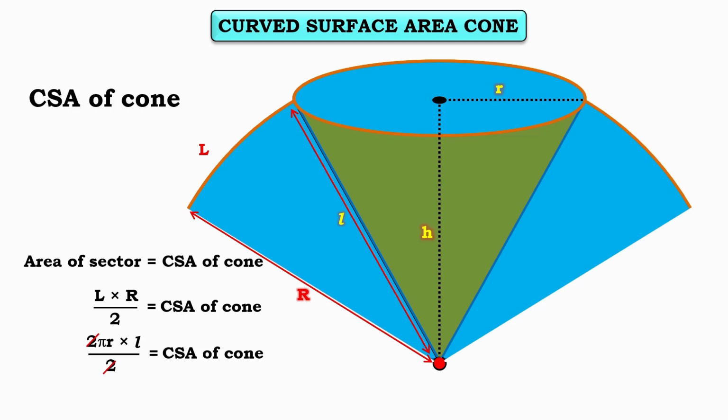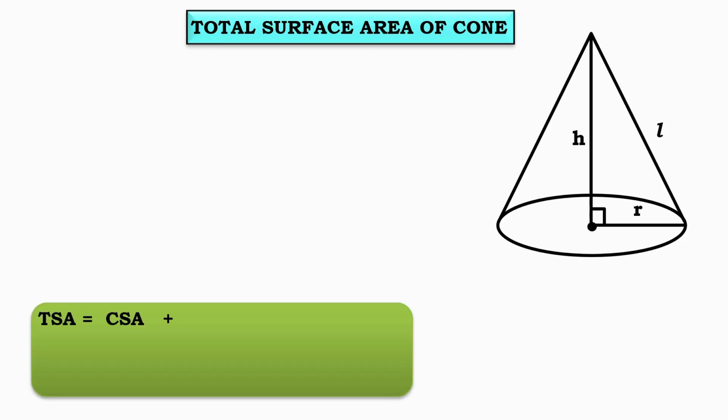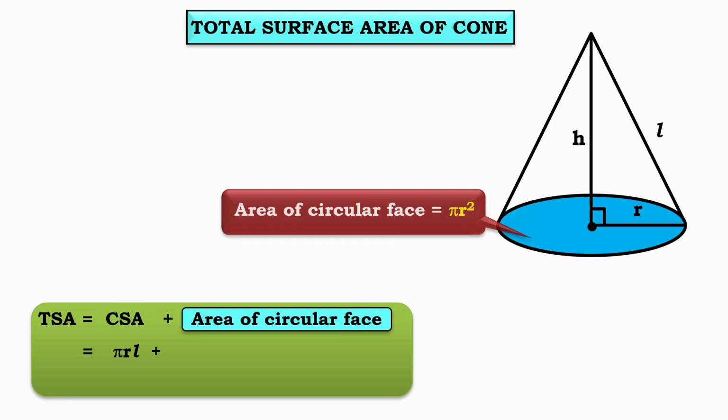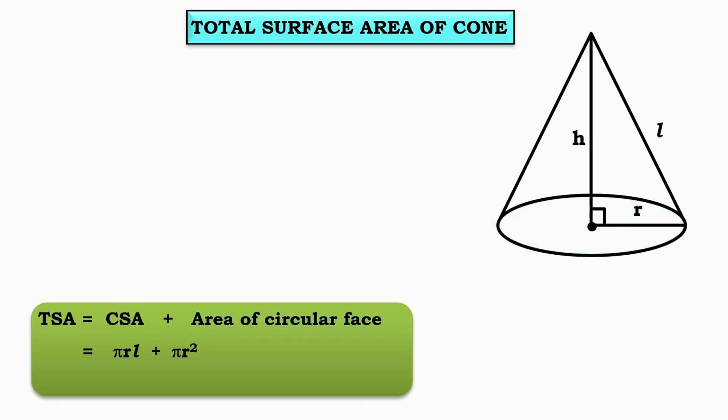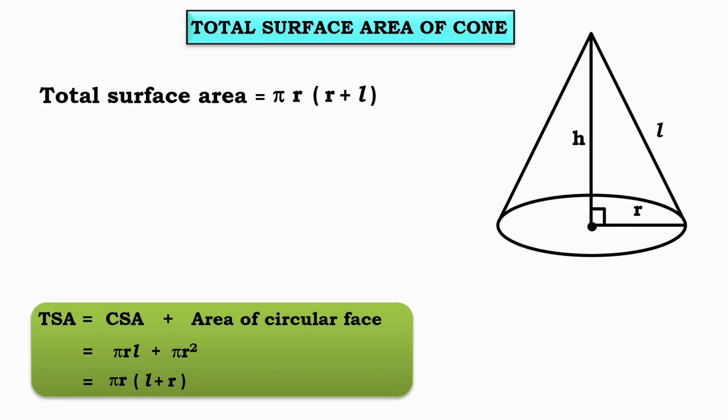Okay, so this is how we got the formula for CSA of the cone, that is pi r L, where r is the radius of the cone and L is the slant height. Now let us find the total surface area of the cone. So total surface area will be the CSA, that is curved surface area, plus the area of the circular face, that is the bottom one. So CSA already we know, that is pi r L, and area of the circular face will be pi r square. Right. So now if we take pi r common, we get pi r times (L plus r). So the total surface area of the cone is pi r (r plus L).